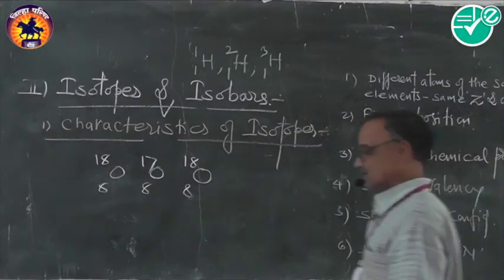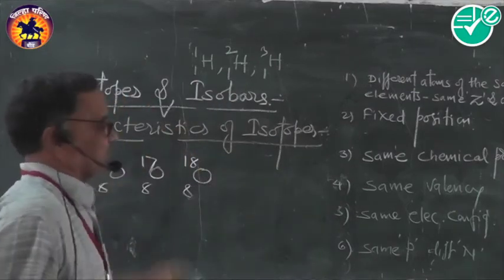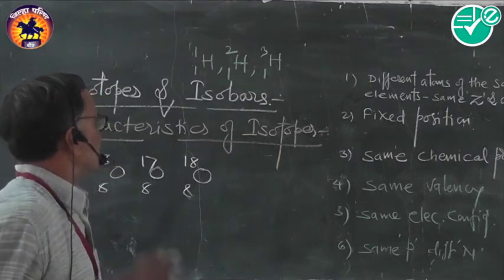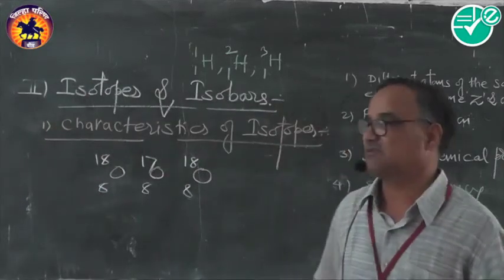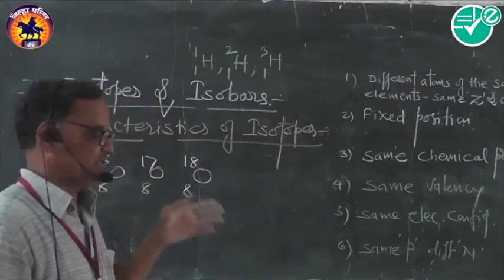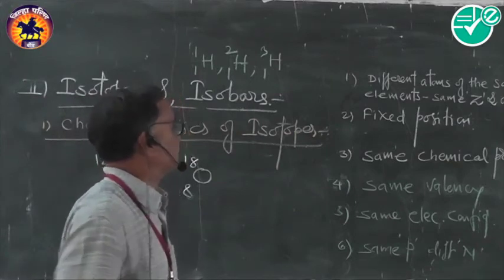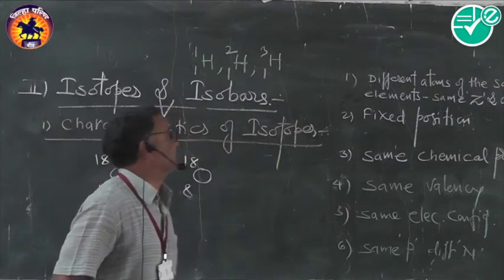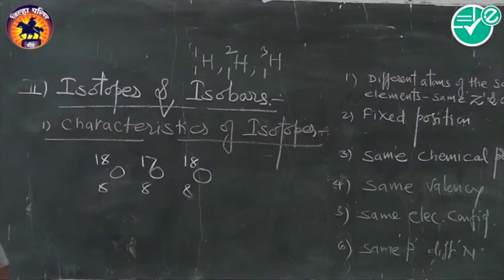So the third important article in this particular topic is the introduction, characteristics of isotopes, characteristics of isobars, and finally the difference between isotopes and isobars. Initially today we discussed only the characteristics of isotopes. The examples written on the board are H11, H12 and H13 as the first example.